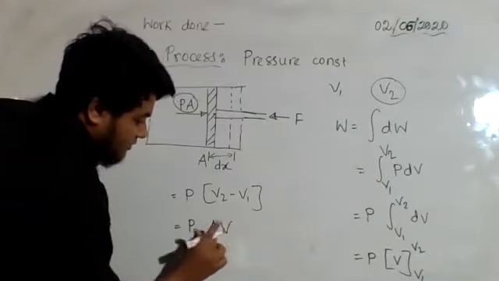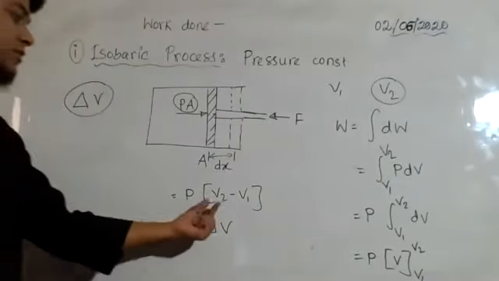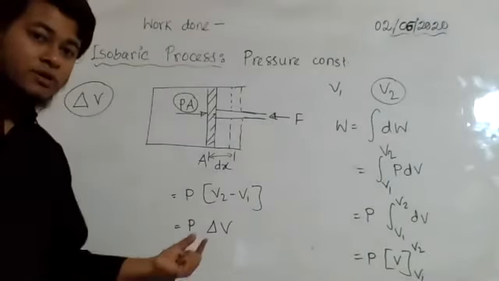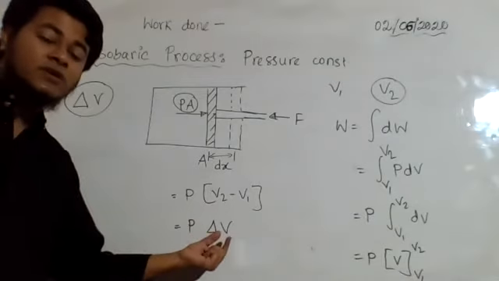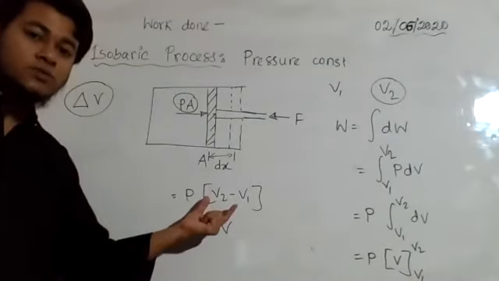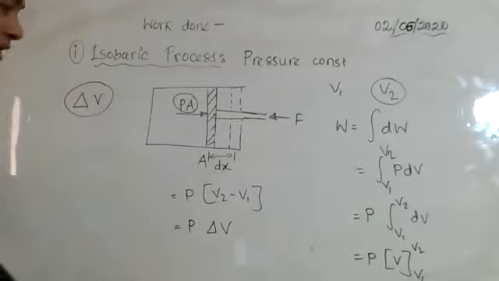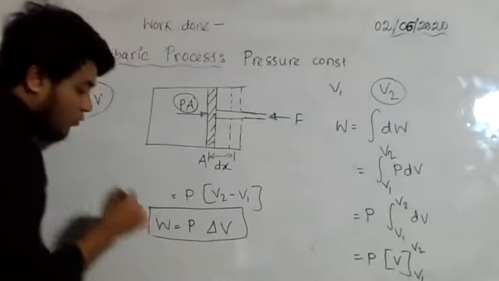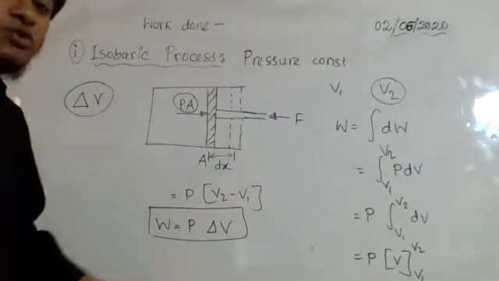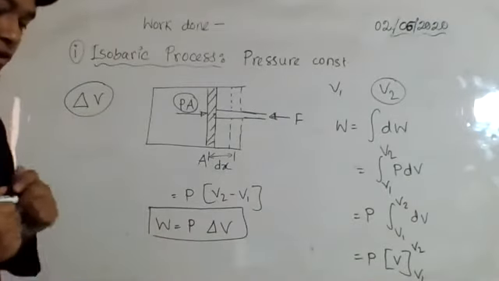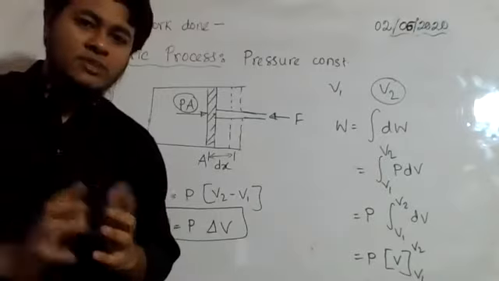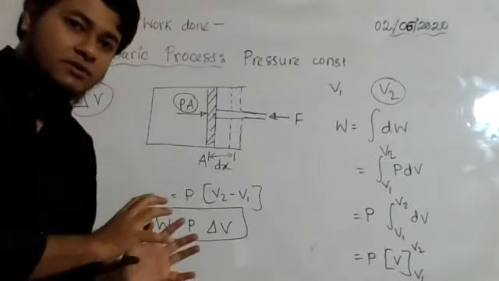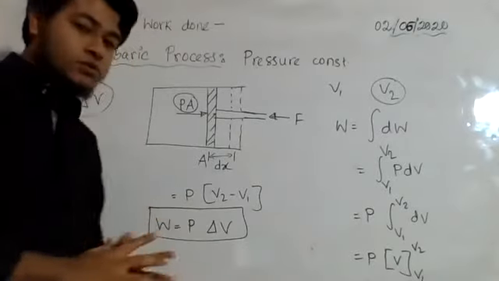Del V means the change in volume, if you remember. Delta means change and V means volume. So the change in volume, this is what V2 minus V1 represents. So this is the equation to calculate the work done throughout the isobaric process. Okay. So during numerical problems, these things are going to come in handy. These things will be very useful.